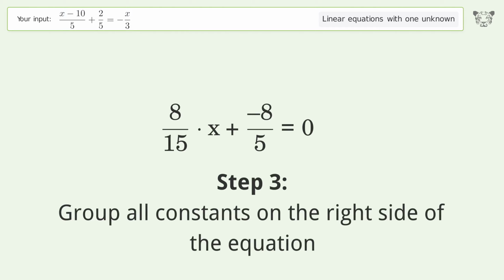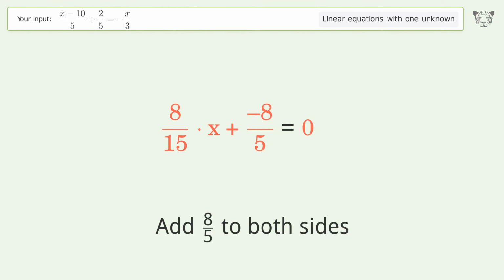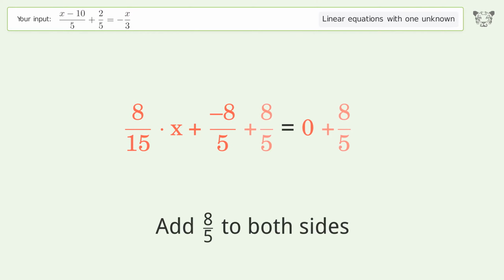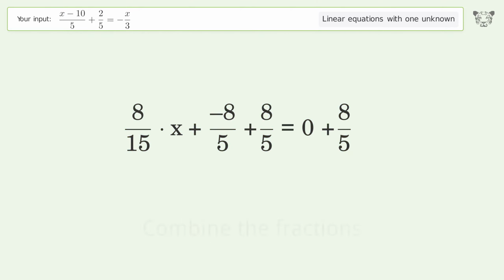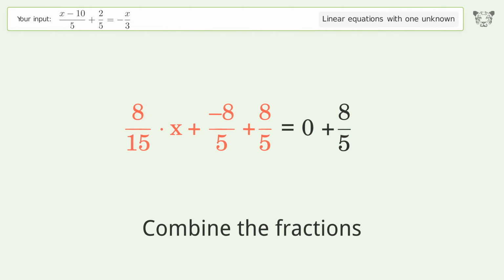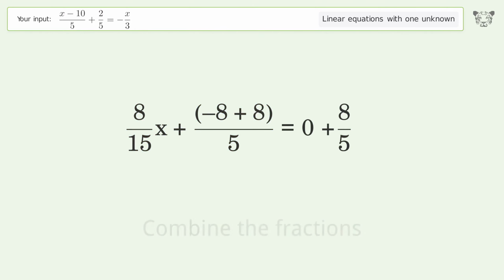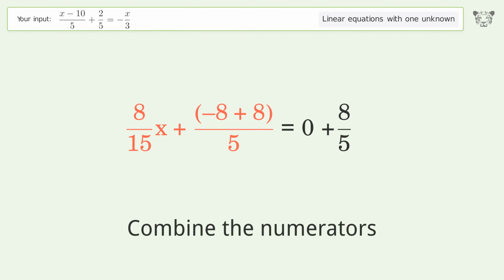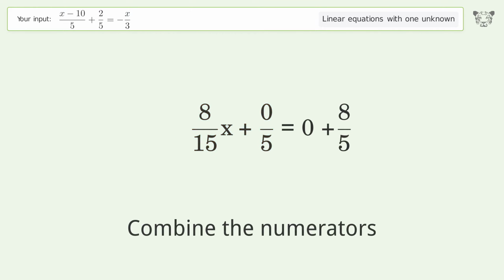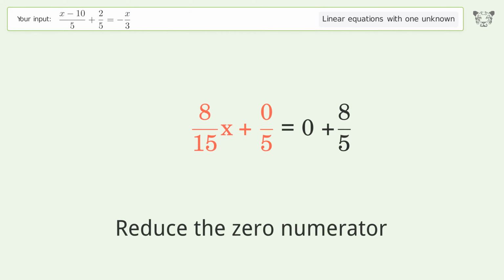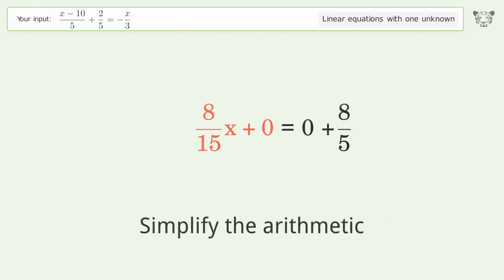Group all constants on the right side of the equation. Add 8 over 5 to both sides. Combine the fractions. Combine the numerators. Reduce the zero numerator. Simplify the arithmetic.